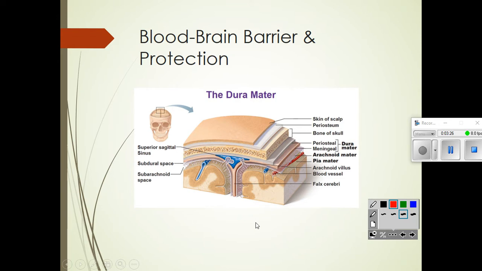So we need some structures that are going to protect this really important but really delicate tissue. So we're going to talk about protection. The first thing I want to highlight is bones. If we were to take a section of somebody's skull and the first few layers of tissue underneath it, this is what it would look like. The bone of the skull is solid, and it protects your brain very specifically against physical damage.